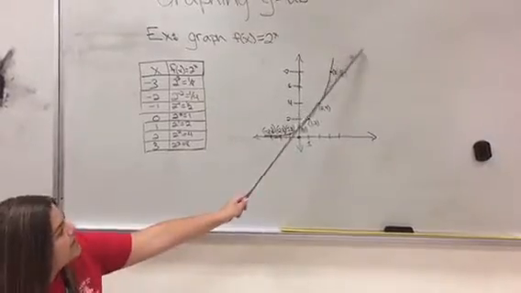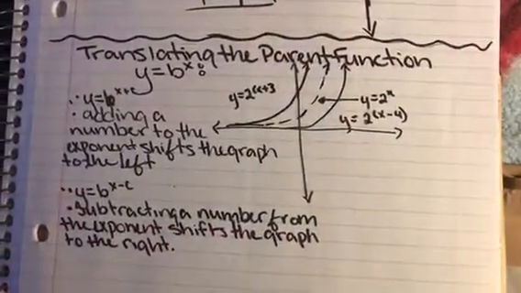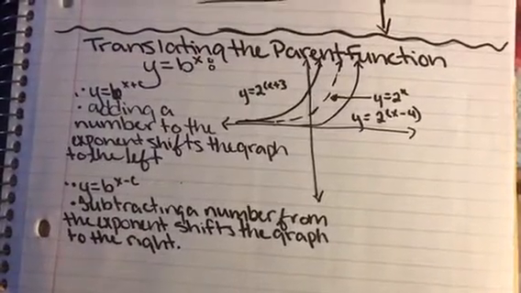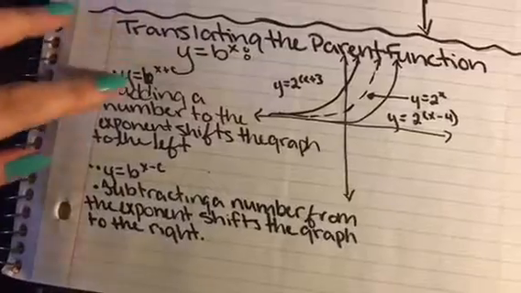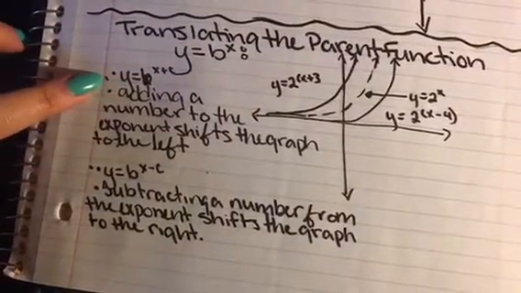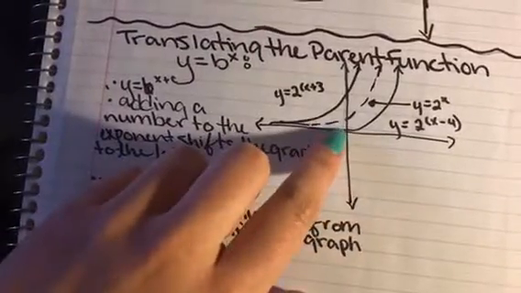So now we're translating the parent function y equals b to the x. So you start off with your parent function y equals b to the x, which is the dashed line.